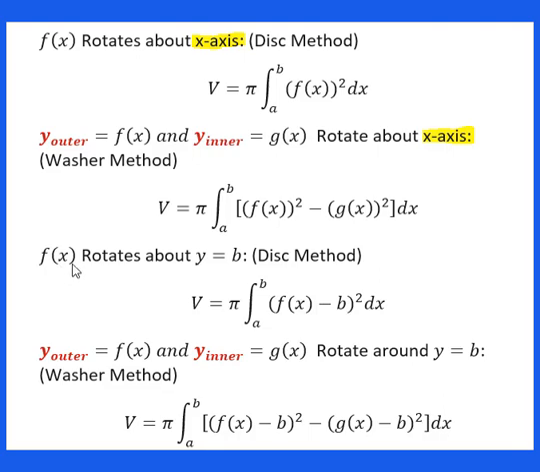When f of x rotates about y equals b using the disk method, here's the formula. You use f of x minus b squared instead of f of x squared. When you have two functions rotating about y equals b, we use f of x minus b squared, subtract g of x minus b squared, instead of f of x squared minus g of x squared.